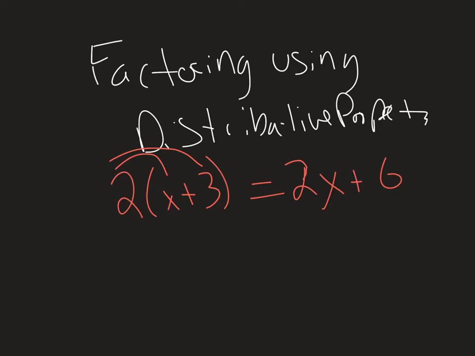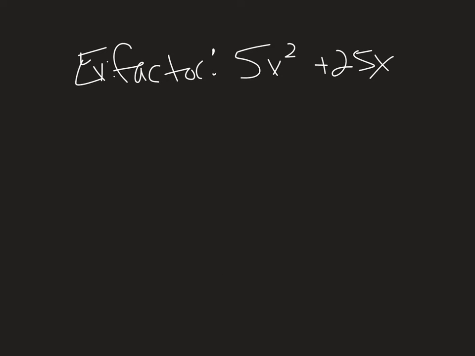So in essence, we're going to be looking at an expression like this and trying to rewrite it using the distributive property. So essentially we're undistributing here. So let's look at an example. Let's say we wanted to factor 5x squared plus 25x.